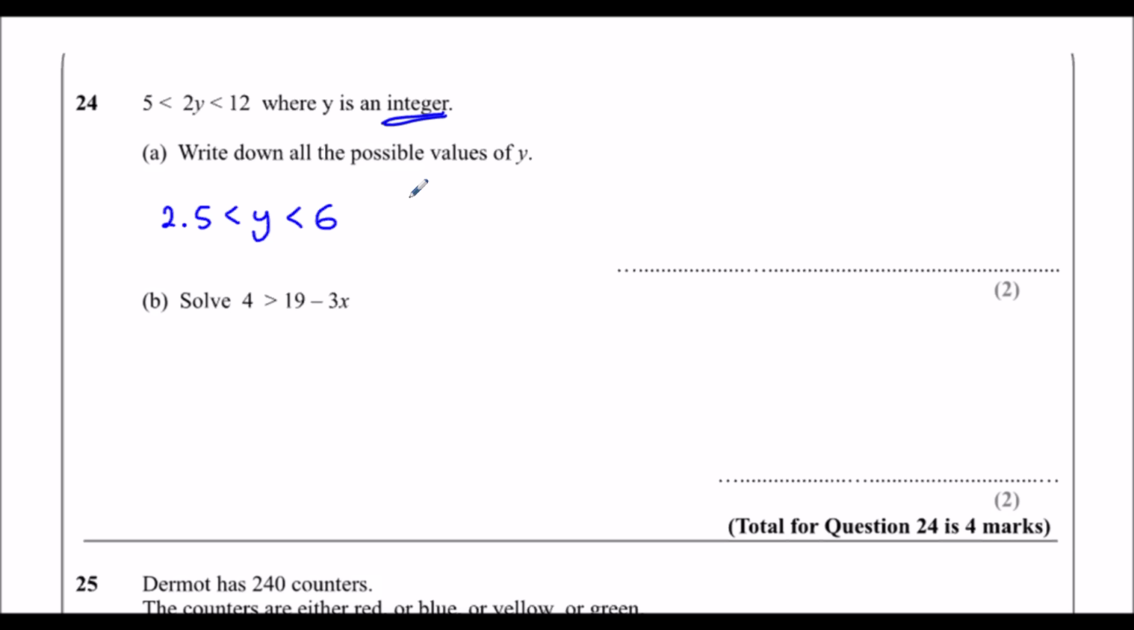So y is in between 2.5 and 6. It cannot equal them. If it could equal them, there would be an or equal sign here. So it's a whole number, an integer, between 2.5 and 6, but it can't equal 6. So it can be 3, 4, or 5. They are the only whole numbers between 2.5 and 6.